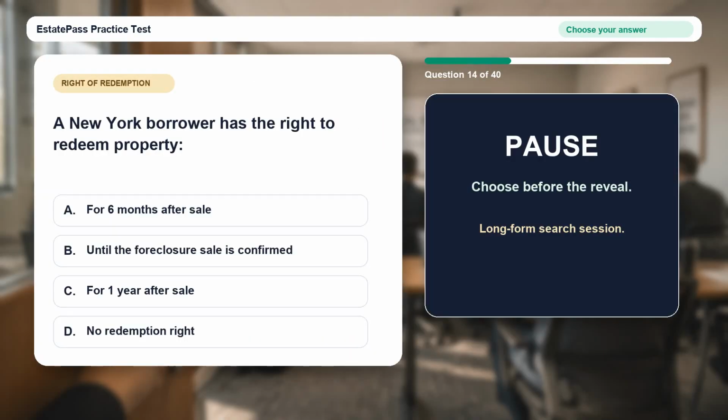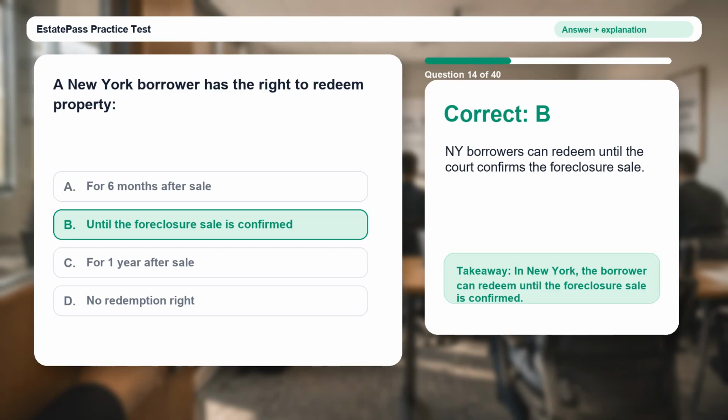Question 14. A New York borrower has the right to redeem property. Your choices are A. For 6 months after sale, B. Until the foreclosure sale is confirmed. The correct answer is B. Explanation. NY borrowers can redeem until the court confirms the foreclosure sale.